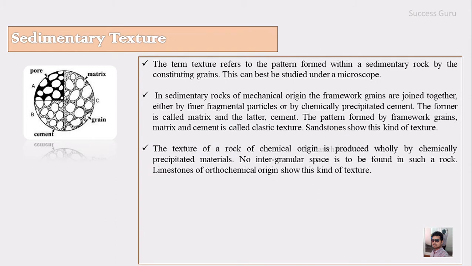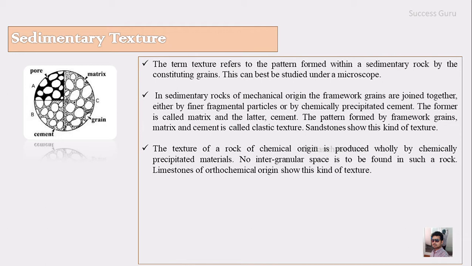As we discussed earlier, there is a chemical origin. The texture of rock of chemical origin is produced wholly by chemical precipitate material. So there will be no intergranular space, and the limestone of orthochemical origin shows this kind of texture. As you know the difference between mechanical and chemical, the main reason we are interested in mechanical origin is that it has a record from the provenance to weathering, transportation and deposition. But in chemical origin rocks, you can only find the configuration of the basin as well as the pH and the chemical parameters of that basin.